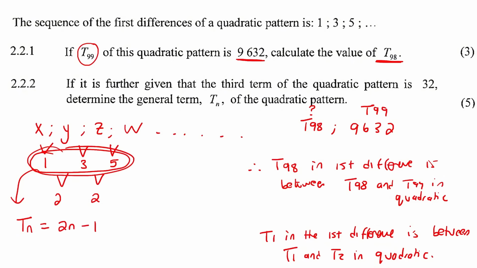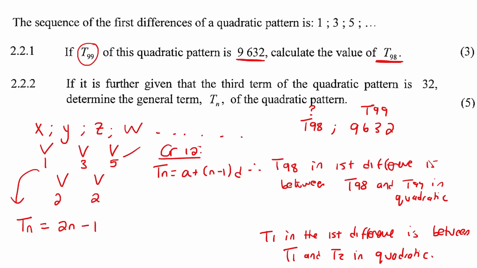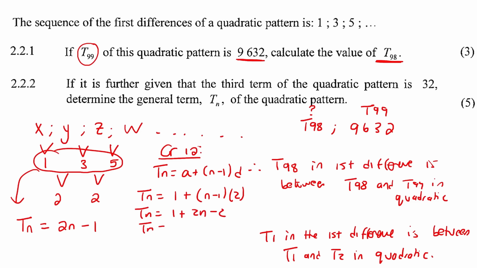If you are in grade 12, you can realize that this is arithmetic. For grade 12, you're going to get exactly the same, but you're going to use the arithmetic formula because, first, you can see that the difference is constant: plus 2, plus 2, plus 2. And so you're going to end up with a, which is 1, plus n minus 1 times the common difference, which is 2. If you multiply this all out, you would eventually end up with 2n minus 1. So it's the same.